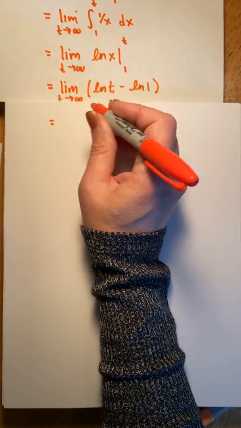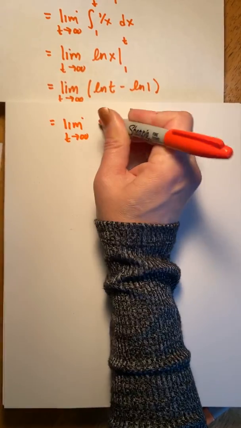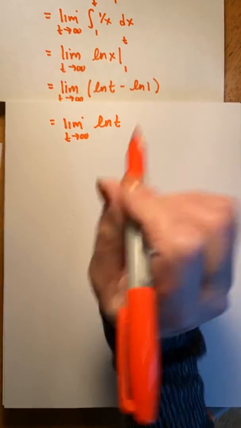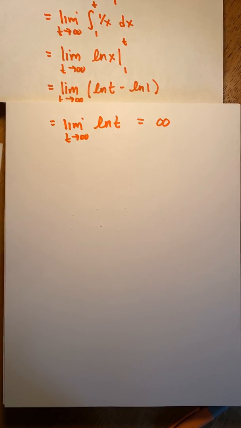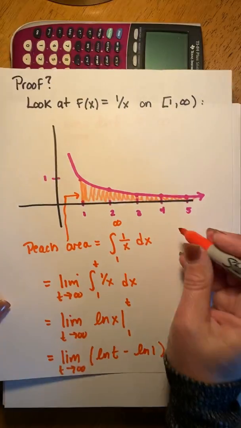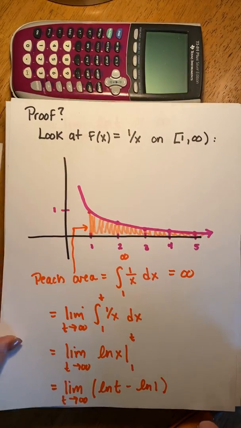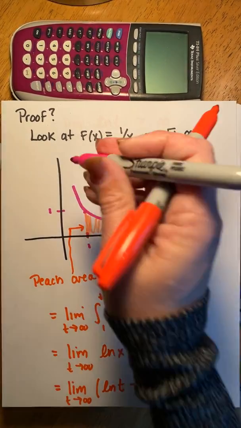Which is equal to the limit as t goes to infinity of the natural log of t, because the natural log of 1 is 0, and this limit is infinite. So this area is infinite. There's infinite area under the curve to the right of 1 under the function f of x equals 1 over x.